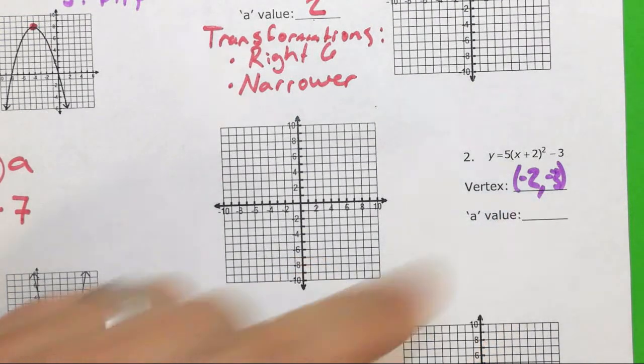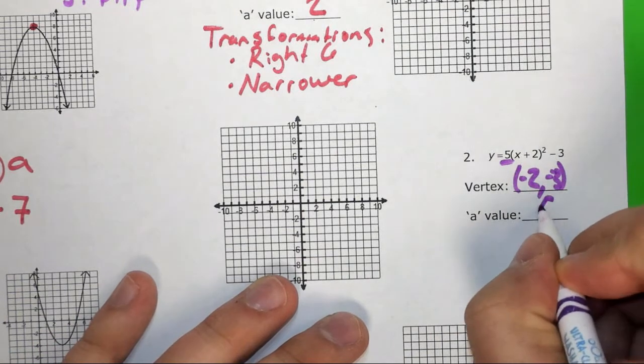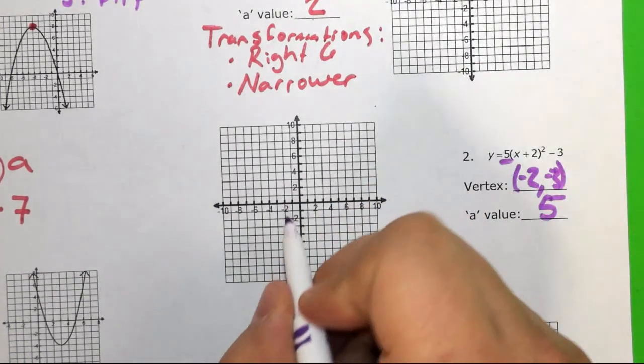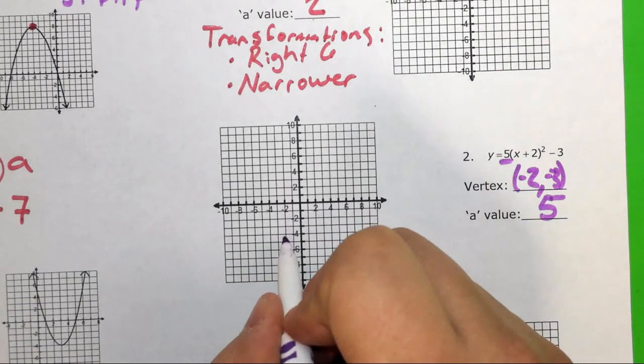Okay. The a value is just that coefficient out front. That's going to be 5. Again, I've got both of those right from the equation. That's why we call this one vertex form, because we actually see the vertex in the form. So now I'll graph my vertex, -2, -3 right there.